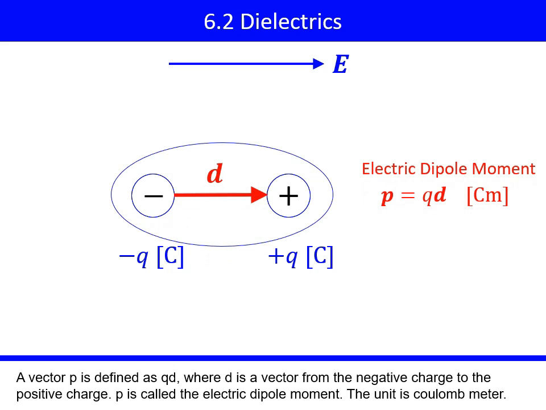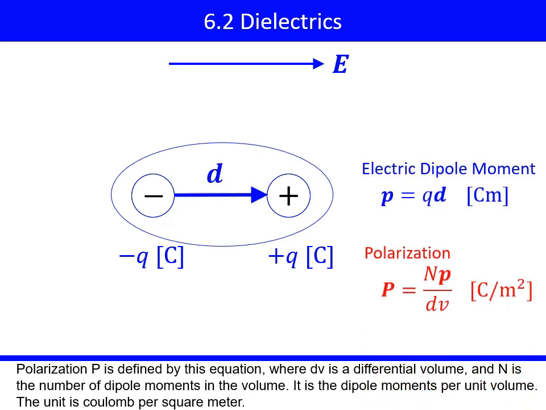A vector p is defined as qd, where d is a vector from the negative charge to the positive charge. P is called the electric dipole moment. The unit is coulomb meter. Polarization P is defined by this equation, where dV is a differential volume, and n is the number of dipole moments in the volume. It is the dipole moments per unit volume. The unit is coulomb per square meter.